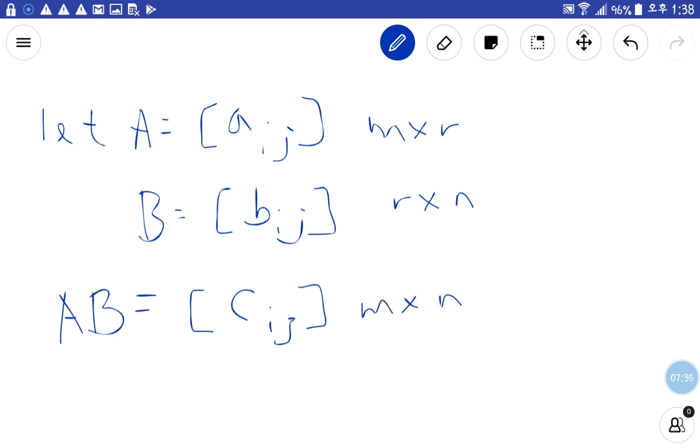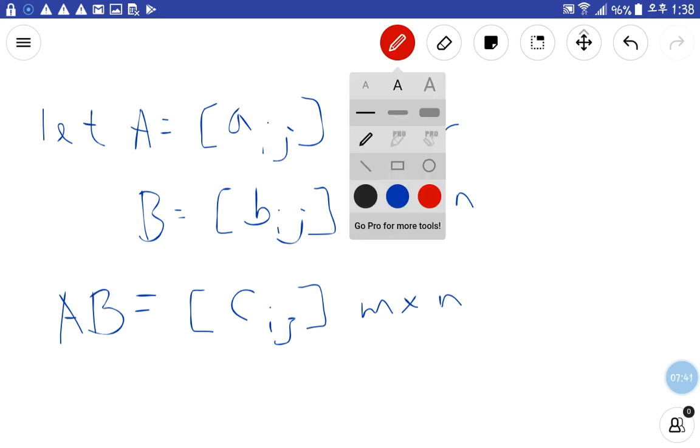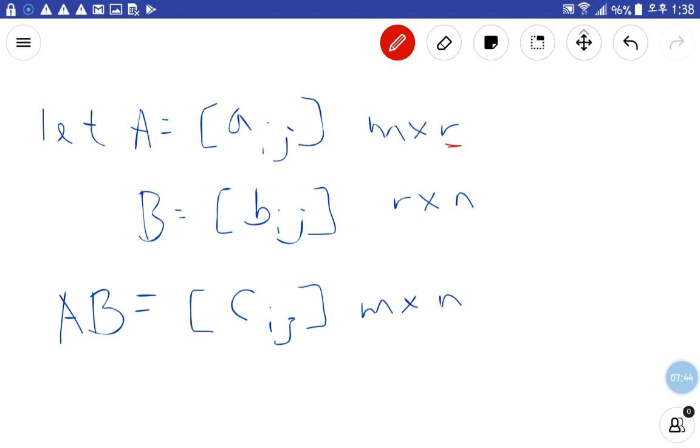Okay, so here is the key. When we are working on this, you always check that the number of columns of A matches the number of rows of the second matrix. As long as those two numbers are the same, you can find the product of A and B. It always comes out as M by N.